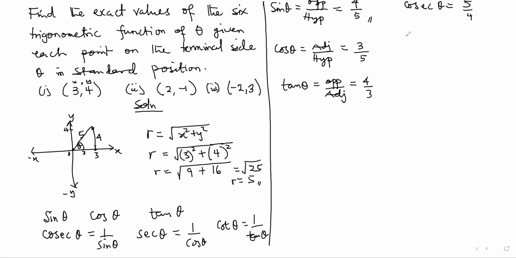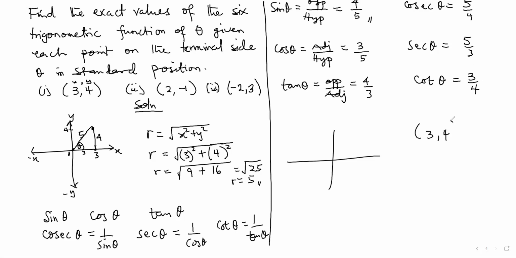The inverse of cos is sec. So sec will become 5 on 3. Then the inverse of tan is cot. So if tan is 4 over 3, cot will become 3 over 4. But note that when we are dealing with 3 and 4, it fell in the first quadrant. And we know that over here is all students take coffee. So in the first quadrant, all the 6 trig ratios are positive. That's why all the answers we are leaving in positive.